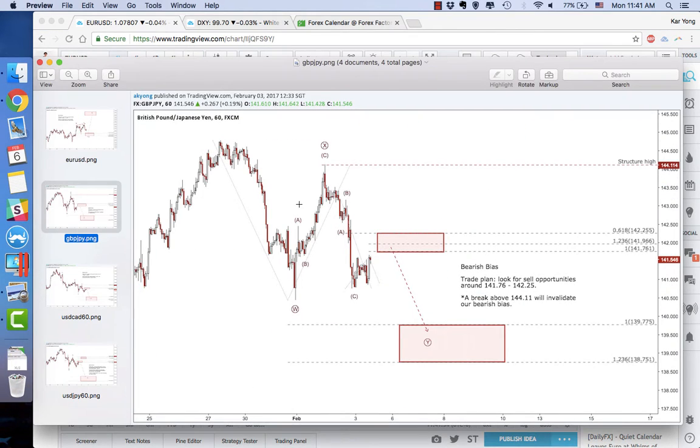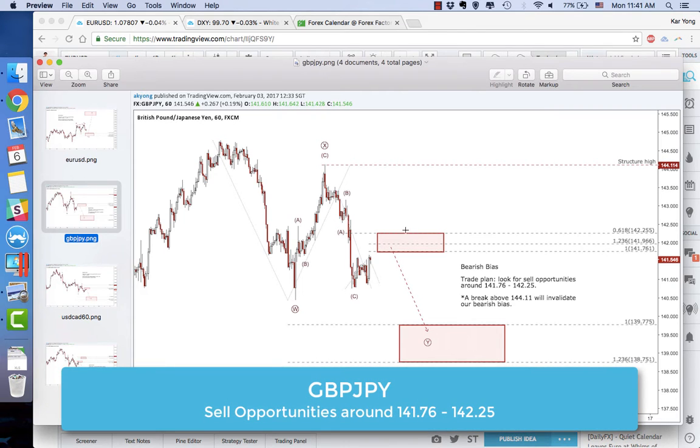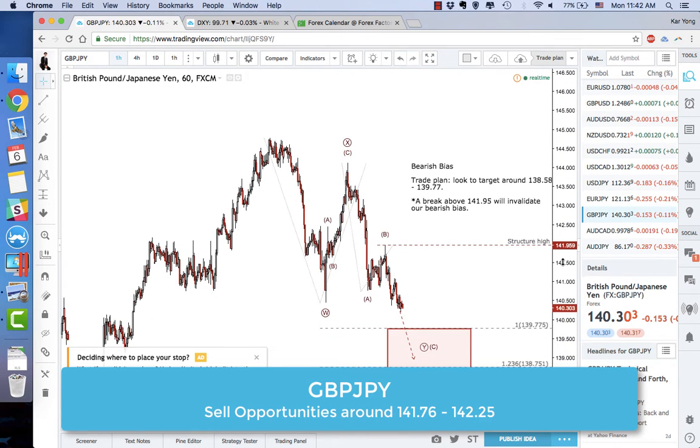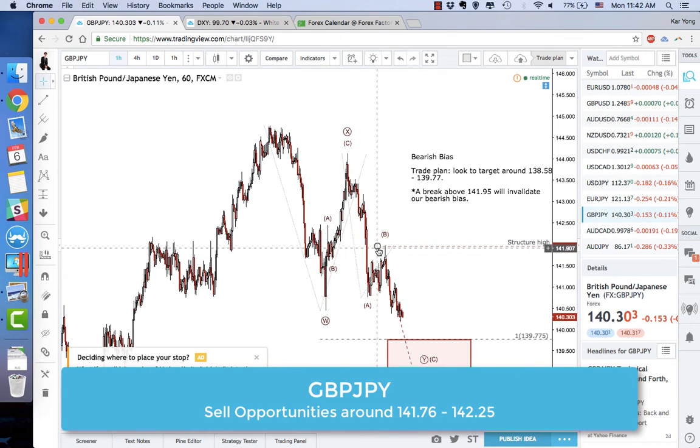The other pair is pound yen. We actually shared this as well and said that we are having a bearish bias, looking for a short opportunity around 141.76 to 142.25, looking for it to move lower. And I'd like to just show you an update of what has happened since the analysis. The high was up to 141.95, which is within that zone, and we are seeing price now moving very nicely towards where our targets are.